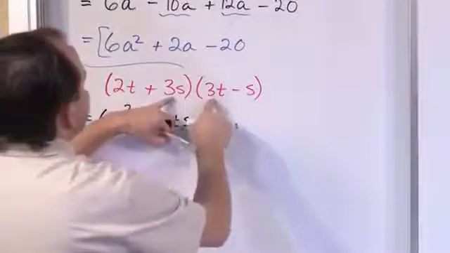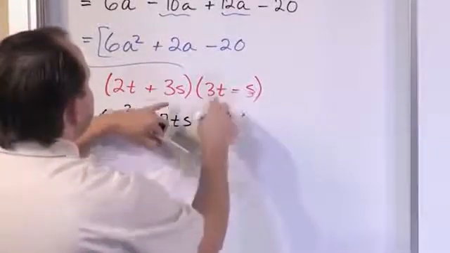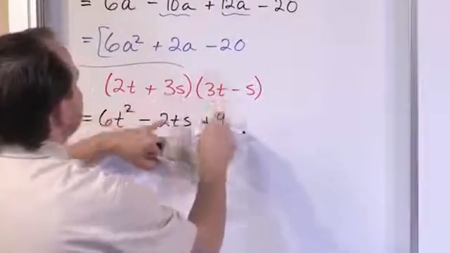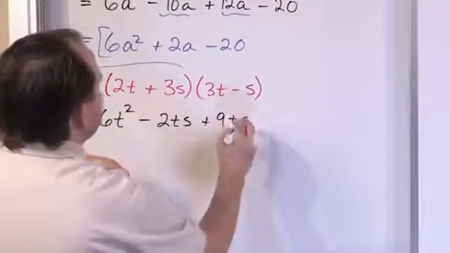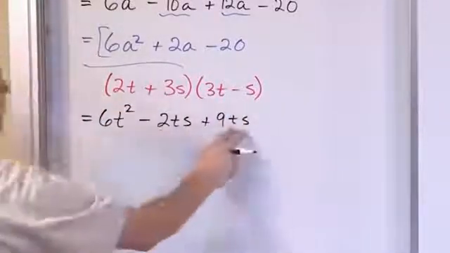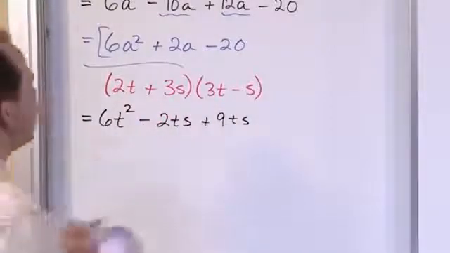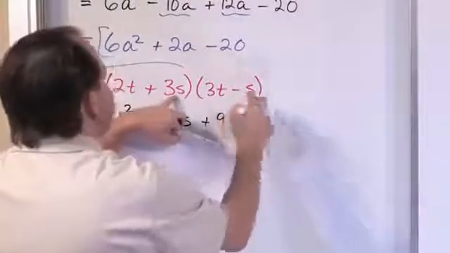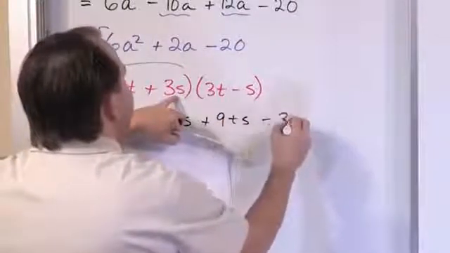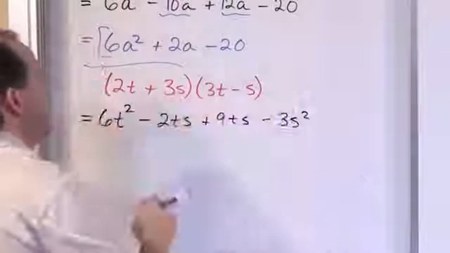The inside terms, you have 3 times 3 is 9. And then you have s times t. But I'm going to write it as t times s because I know I'm going to want to combine him later. And you can flip, since they're multiplied, you can flip it either way you want when you do multiplication. And the last terms, you have 3s times negative s. So you have negative 3s squared because s times s is s squared.